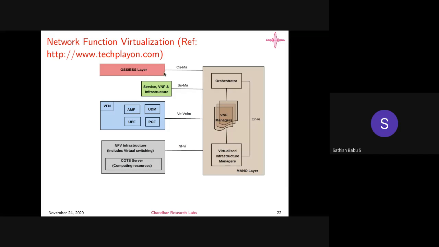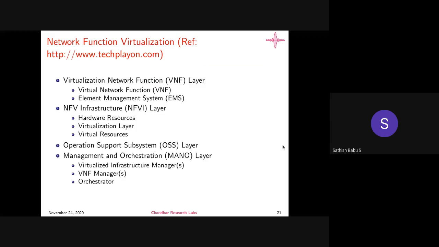And the service VNF infrastructure is an additional, optional layer which is not predominantly present in most of the network virtualization. So whenever this NFV needs additional backup support, at that time you can have this layer. So all these layers communicate with your MANO. So MANO is nothing but your management and orchestration layer.